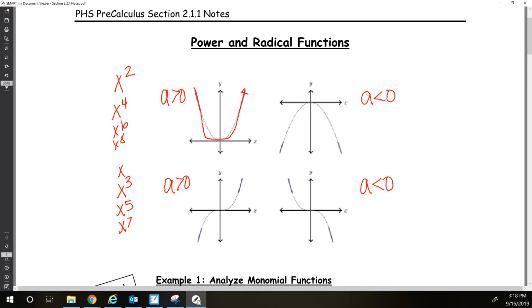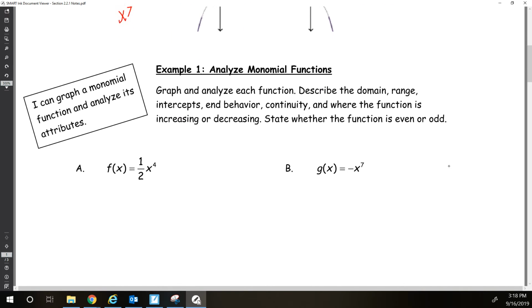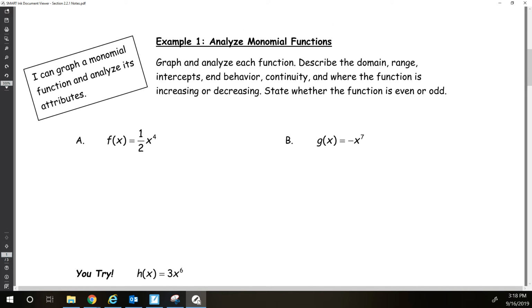So we're going to take that information. We're going to analyze some monomial functions. These are just basic monomial functions. We're going to graph and analyze them. It is not going to be a precise graph. We're just going to go off of what we do know. We're going to describe the domain, range, intercepts, end behavior, continuity, and where the function is increasing or decreasing. This should be a review of everything we did last chapter. And then I also added in, we're going to state whether it's even, odd, or neither.